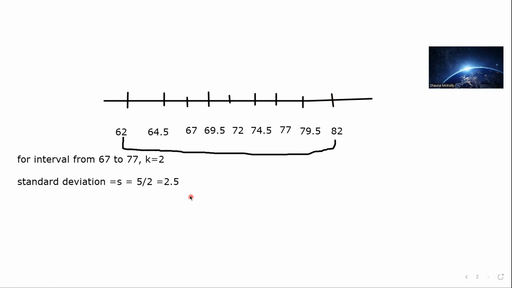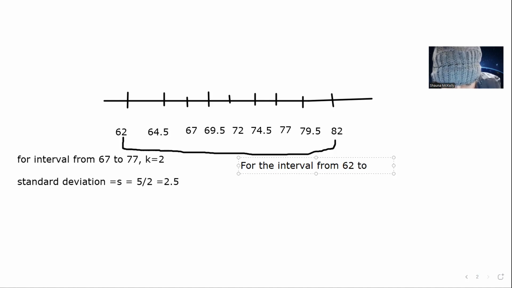To show you that, I can say, well, all right, my standard deviation remains the same. That's why I could draw the picture this way. So now, for the interval that we want, from 62 to 82, we can say that either, remember, x min is equal to the mean minus ks, or I can say that x max is equal to the mean plus ks.